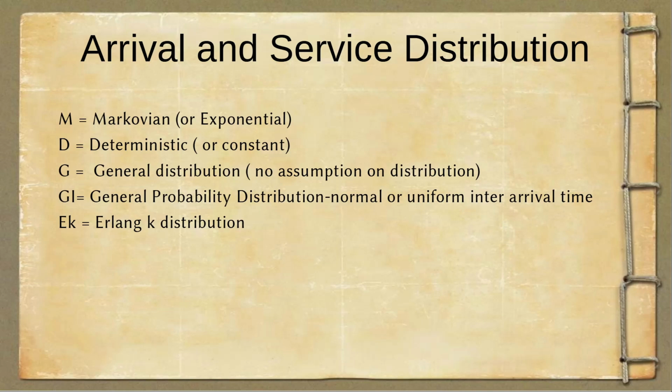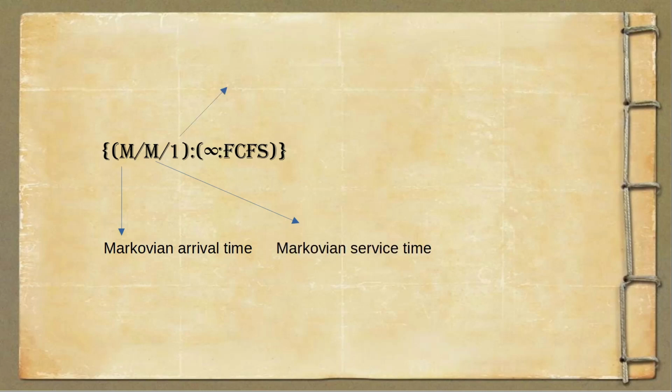So now let's look at any one model. Let's say you have a model M/1/infinity/FCFS. The first M stands for Markovian arrival time. The second M stands for Markovian distribution of service time. One stands for one server. Infinity stands for the system having infinite capacity.